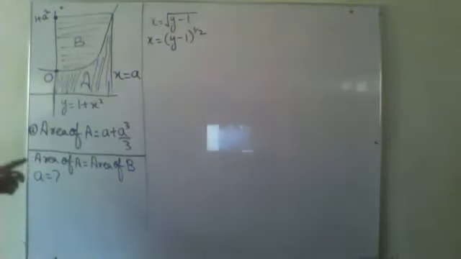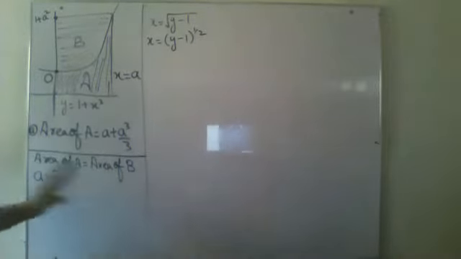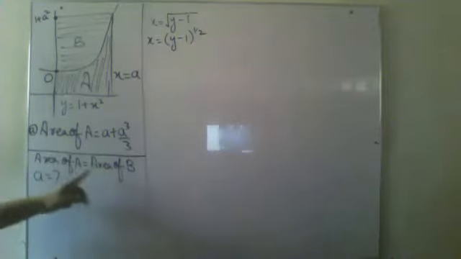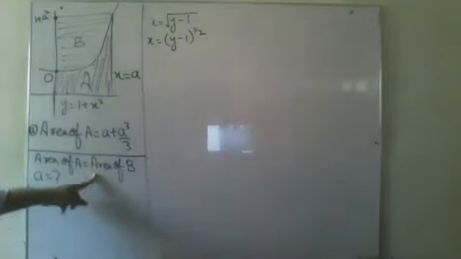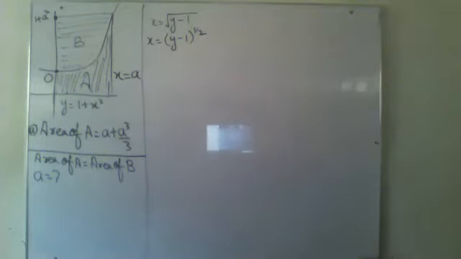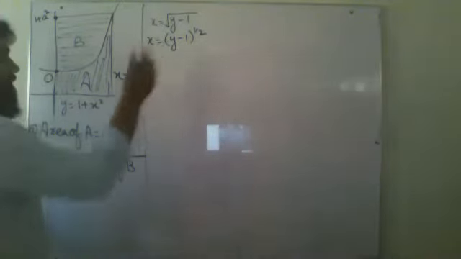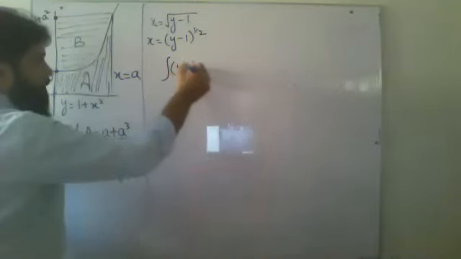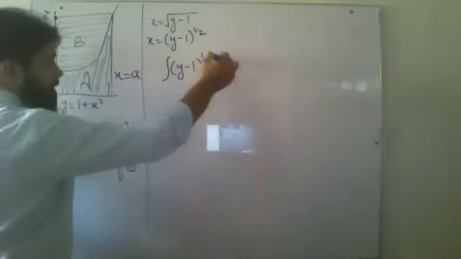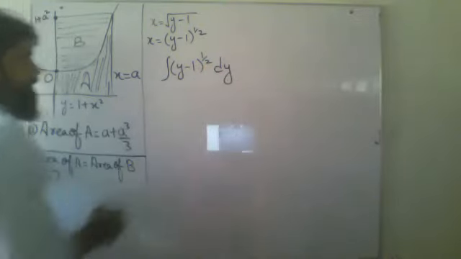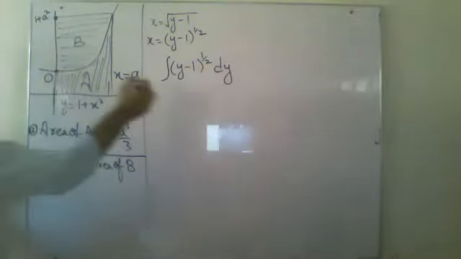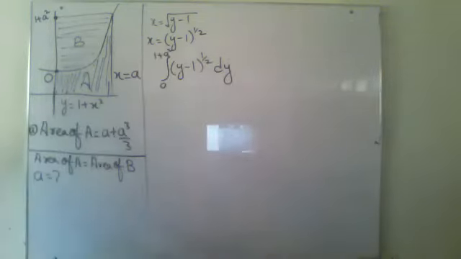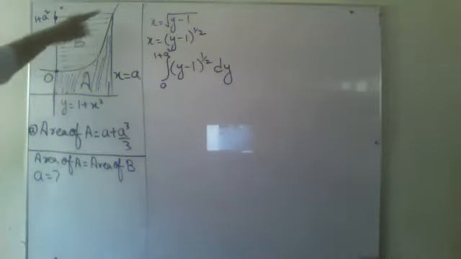Now the thing is that they are saying area of A equals area of B. Area of A I have already found. Now I'm going for area of B. How to find area of B? I'm going to integrate this: integrate (y minus 1) power half with respect to y. And what will be the limit? Limit will be 0 to 1 plus a square. Why am I doing it like this?